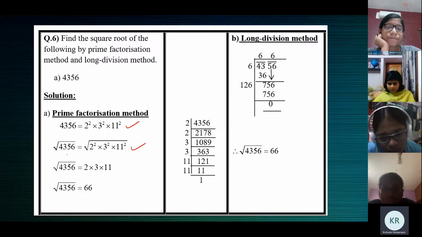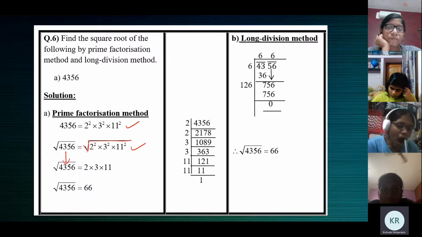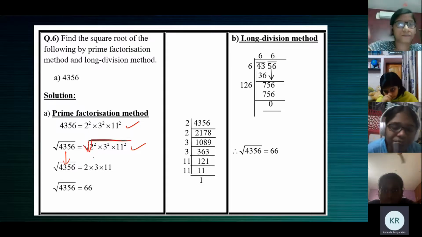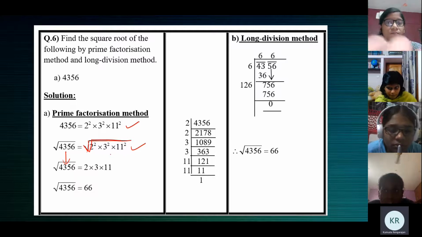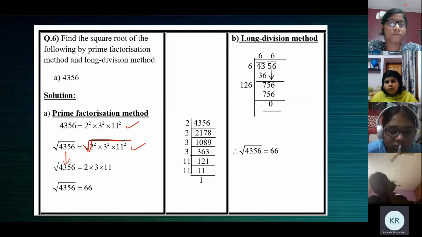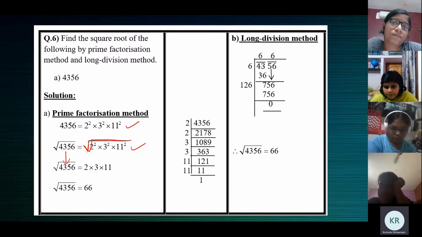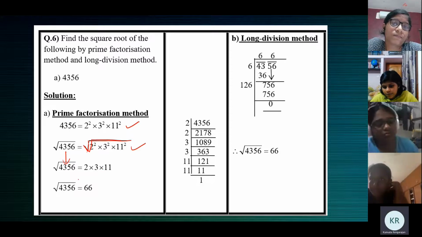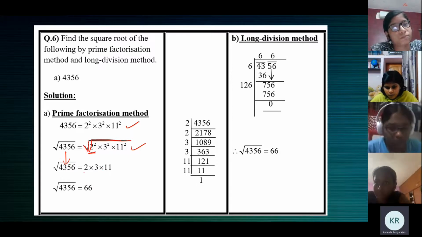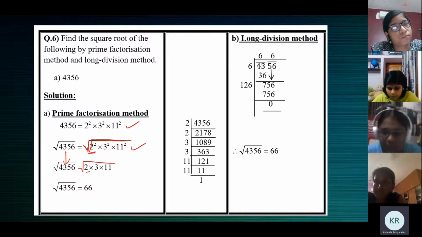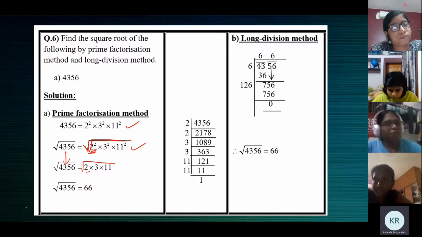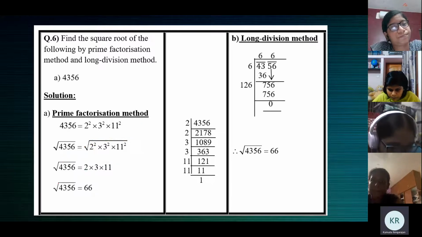In the next step, write this as it is, because we are finding the square root of 4,356. Here in the RHS, we have to eliminate or get rid of the square root symbol, for which out of 2 equal factors, we bring 1 out of the square root. So from 2 2's, 1 2 comes here. You don't see the square root symbol here, because from 2 2's you brought 1 out. So that's how you get rid of the square root symbol.